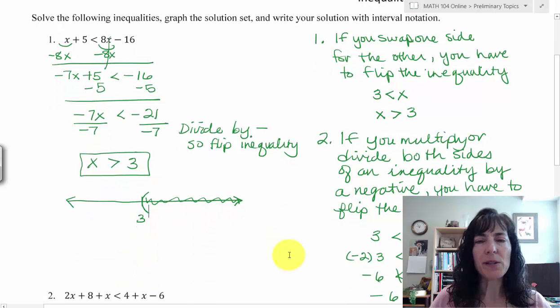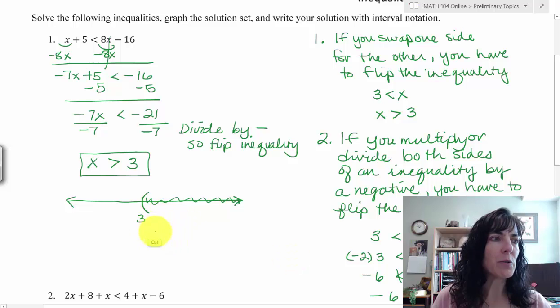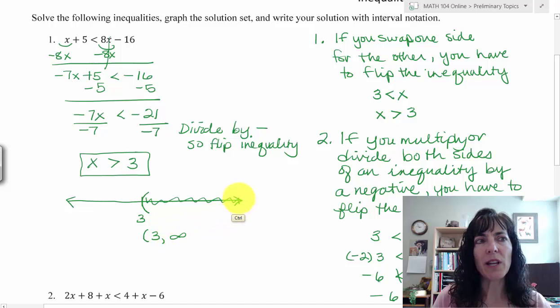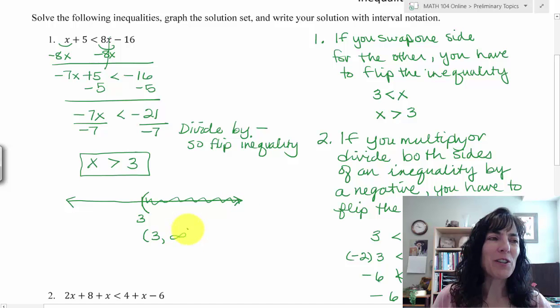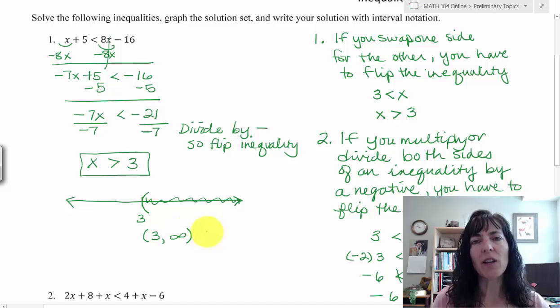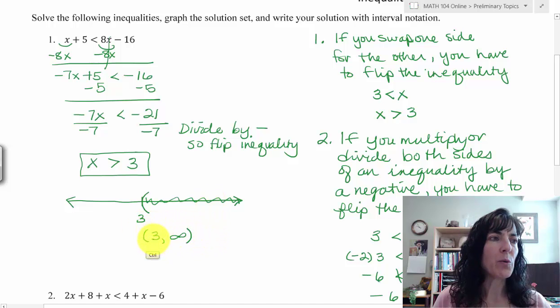remember those rounded parentheses are going to go right into my interval notation: rounded parenthesis 3 all the way to positive infinity, which is way over here at the end somewhere, and infinities always get parentheses. So 3 to infinity, and that's my shaded region.